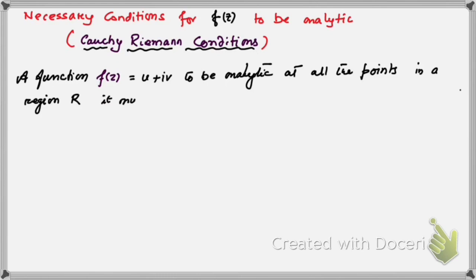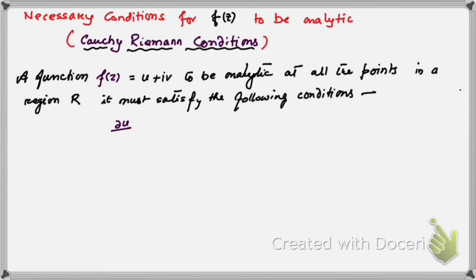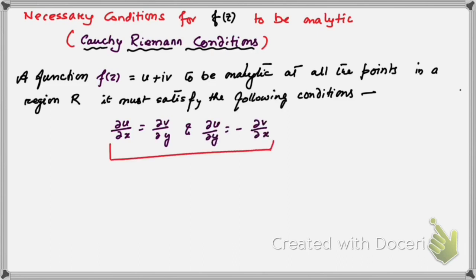In the region R. So for this function to be analytic at all the points in this region R, it must satisfy the following conditions, and those conditions are, let me write the conditions below. Del u by del x must be equal to del v by del y, and del u by del y must be equal to minus del v by del x. Okay, so the second condition can be written this way also, del v by del x equals minus del u by del y. So these are CR conditions, or Cauchy Riemann conditions.